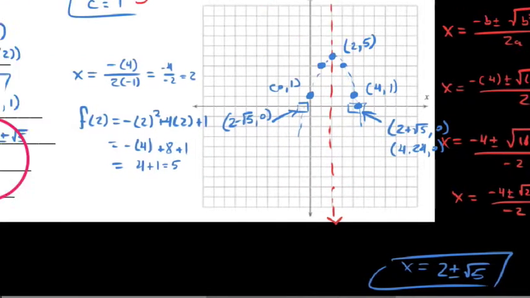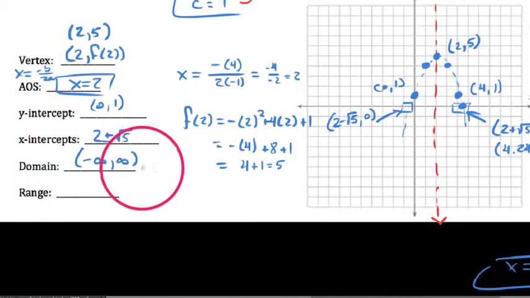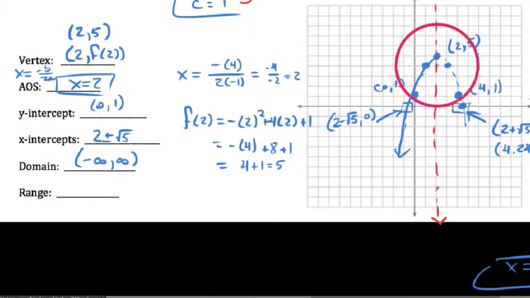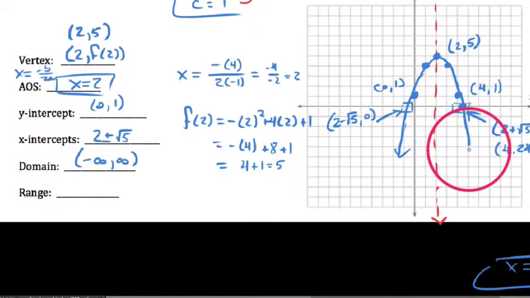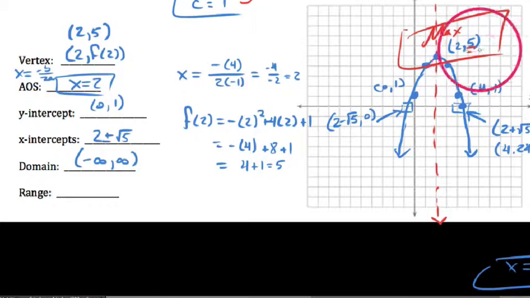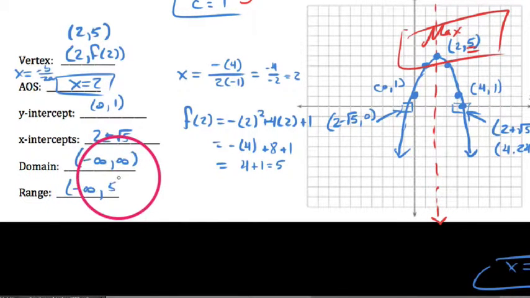So we say the domain of this is -infinity to infinity. Of course it goes left and right forever and ever. I suppose I could sketch the rest of my parabola now. And I would say that the range, because it opens downward, has a maximum value. I'm going to list that here. But the maximum value occurs at 5. And we would say that this graph goes from -infinity all the way up to 5 and including 5.